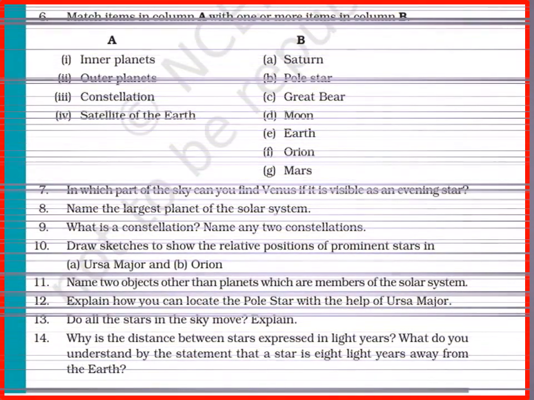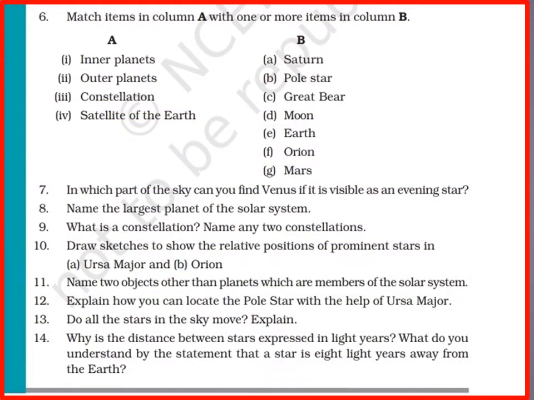Children, we are going to the next question. It is match the following. That means you have to match the items in column A with one or more items in column B. So the first one in column A is inner planets.